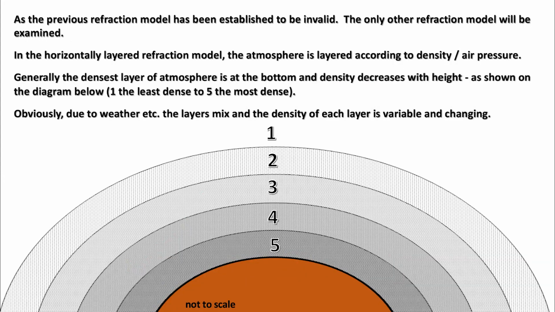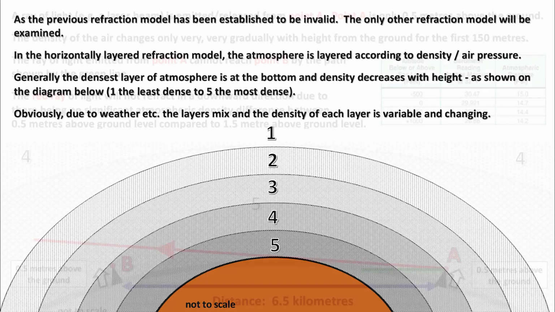As the previous refraction model has been established to be invalid, the only other refraction model will be examined. In the horizontally layered refraction model, the atmosphere is layered according to density and air pressure. Generally, the densest layer of atmosphere is at the bottom, and the density decreases with height as shown on the diagram below, 1 being the least dense to 5 the most dense. Obviously, due to weather, etc., the layers mix and the density of each layer is variable and changing.